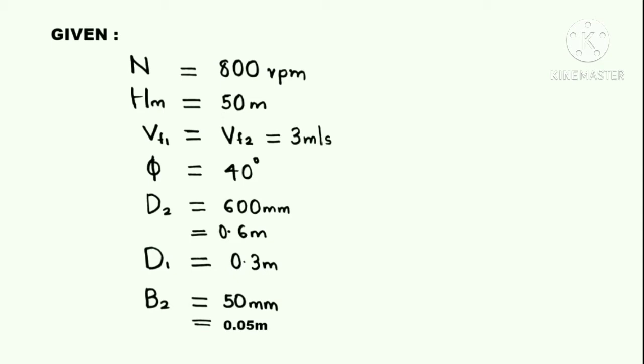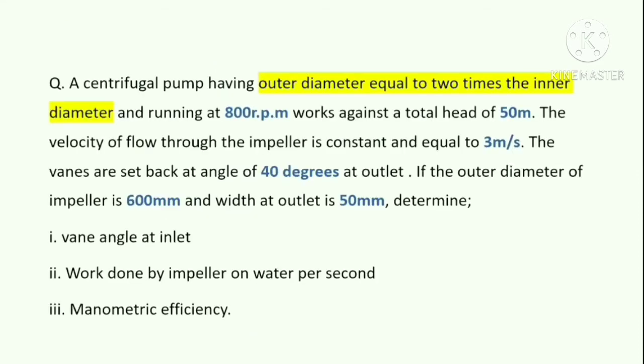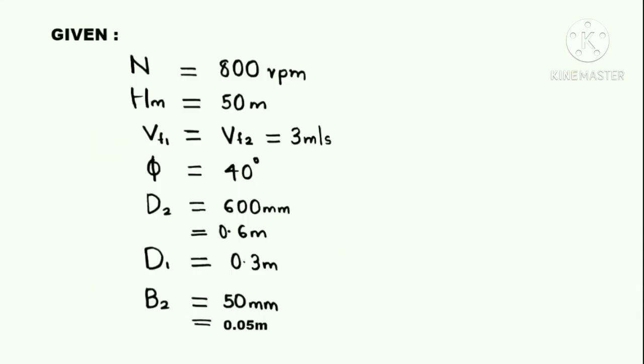Vane angle at outlet is phi equal to 40 degree. Outer diameter D2 is equal to 600 mm, which is equal to 0.6 meter. Inner diameter D1: it is given that outer diameter is equal to 2 times the inner diameter. So outer diameter divided by 2 is equal to the inner diameter, that is, D1 is equal to D2 by 2, which is equal to 0.3 meter. Width at outlet B2 is equal to 50 mm, which is equal to 0.05 meter.